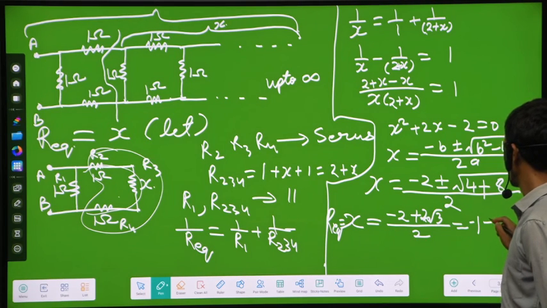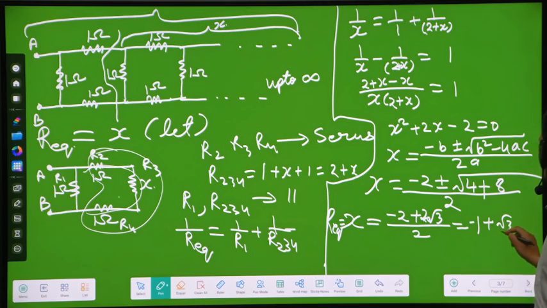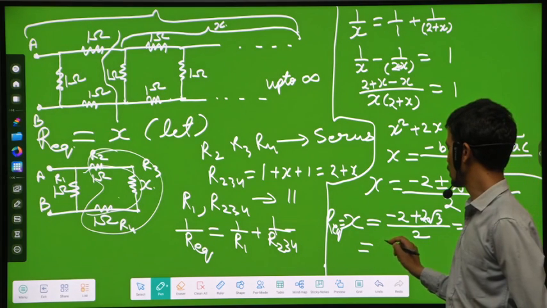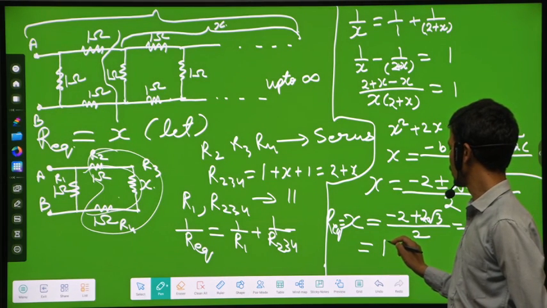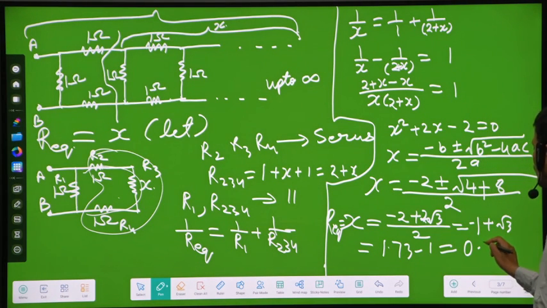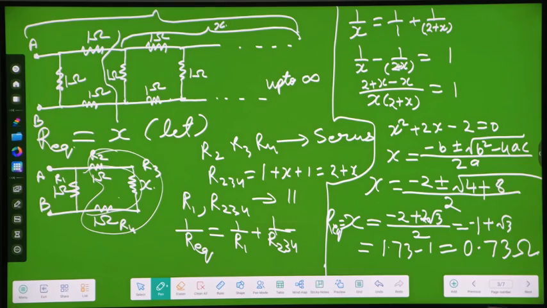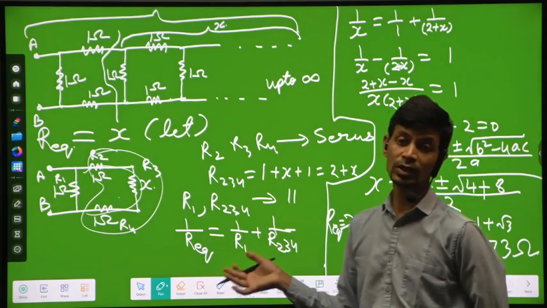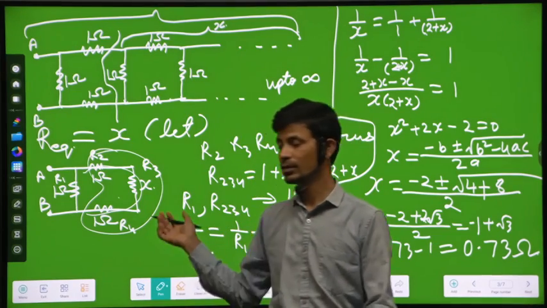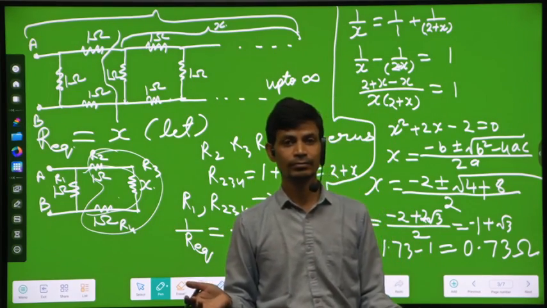That is minus 1 plus root 3, or root 3 minus 1, and root 3 we know is 1.73. So the answer will be 1.73 minus 1, that is 0.73 ohm. Mind-blowing question, but that was a nice question. And see the concept used here. That's all.